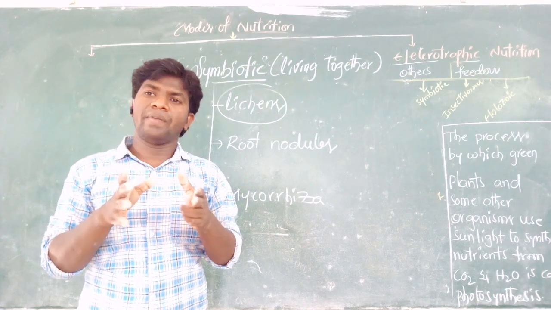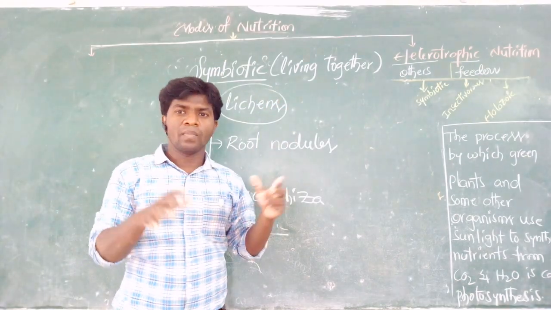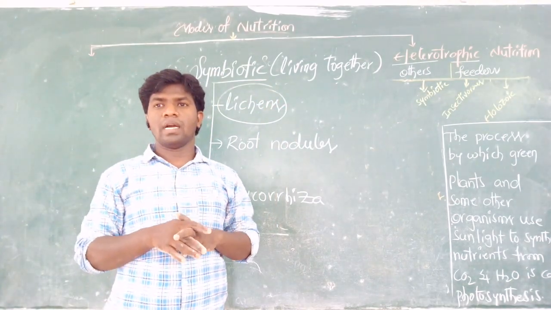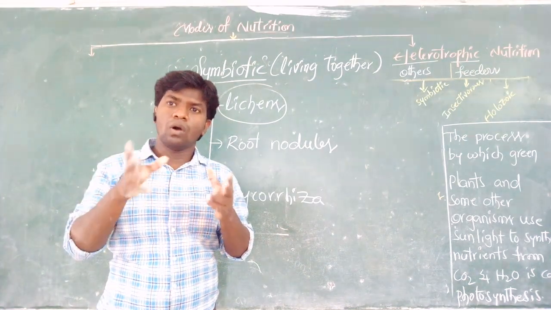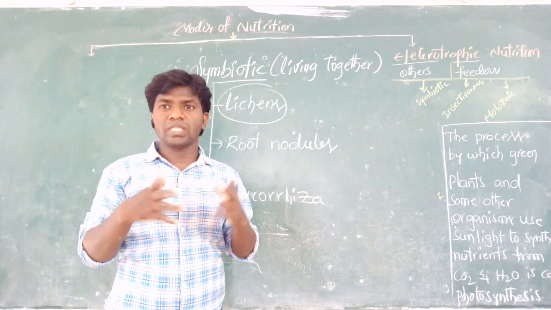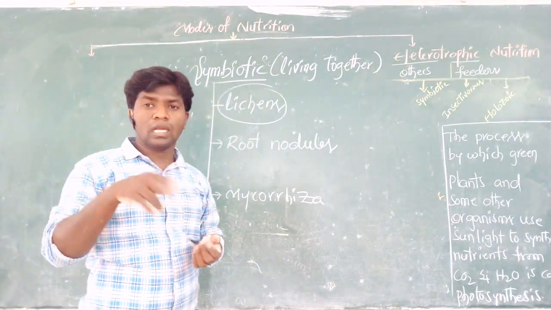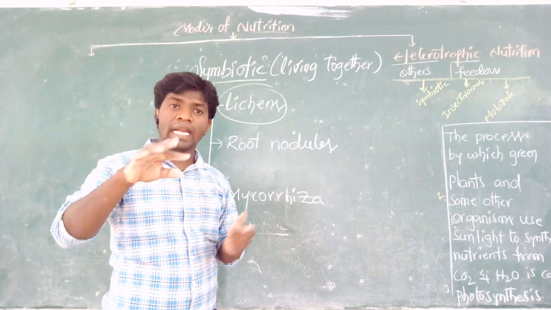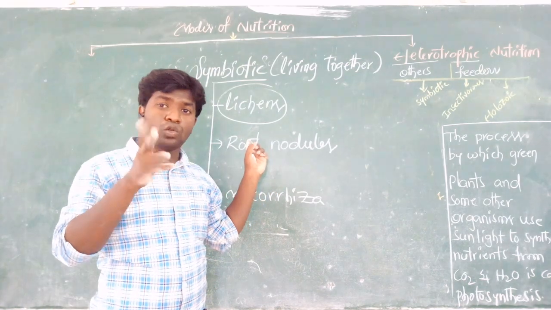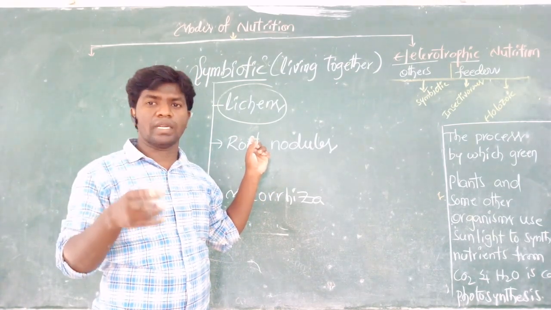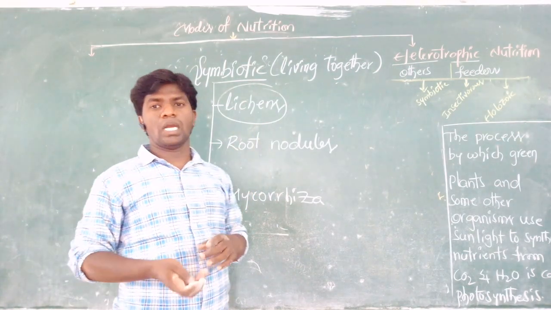The symbiotic relationship, or symbiotic nutrition, means the interaction between two different living organisms in close physical contact. Here, in the symbiotic relationship, both organisms benefit. There is an advantage for both of these different organisms. That is the symbiotic relationship.